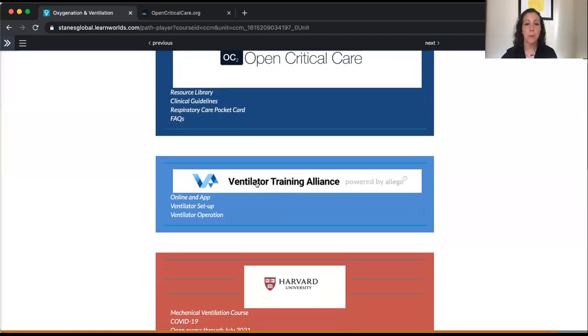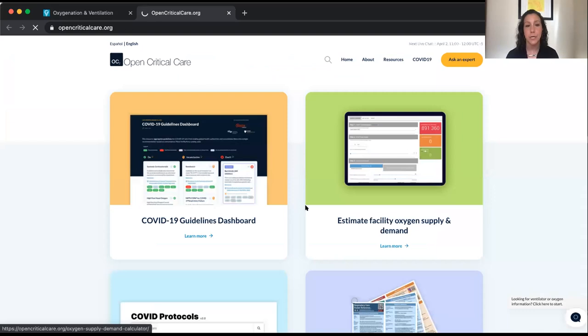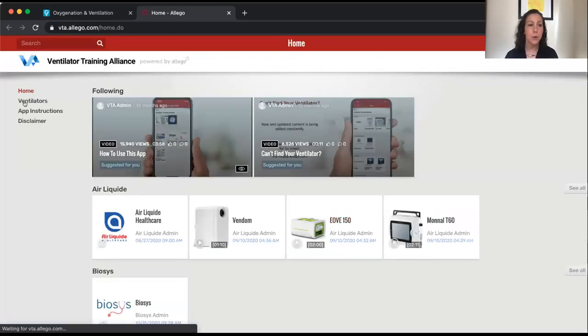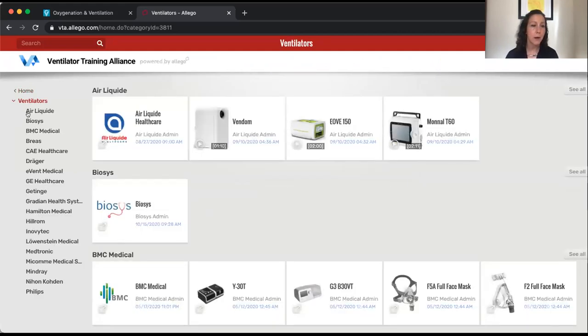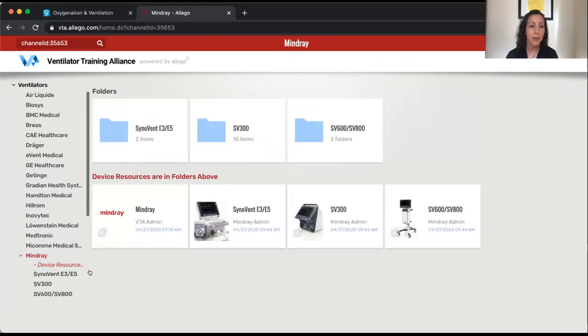If you need help determining how to set up your ventilator or how to use a ventilator that you've never seen before, you can try to use this Ventilator Training Alliance. It's online and there's also an app and it tells you how to operate ventilators. If you go to that website, it takes a second to load, apologies. You can go over here to ventilators and choose any type of ventilator on the market. So if you have a Gradient Health Systems ventilator, you have a Medtronic, here's that Mindray ventilator that we had. It has different types of Mindrays.